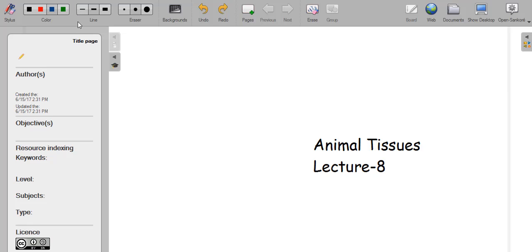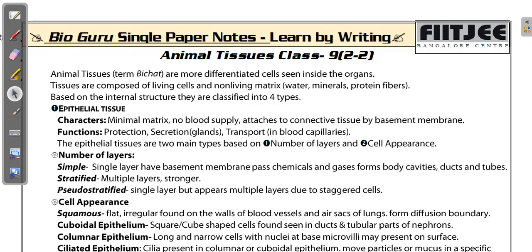Hello students, welcome to Animal Tissues Lecture 8. This is the final topic for phase 1. Let us try to understand the animal tissues. Unlike the plant tissues, the animal tissues are also a group of differentiated cells that form various organs of the body. And animal tissues not only cause growth, they perform a lot of functions.